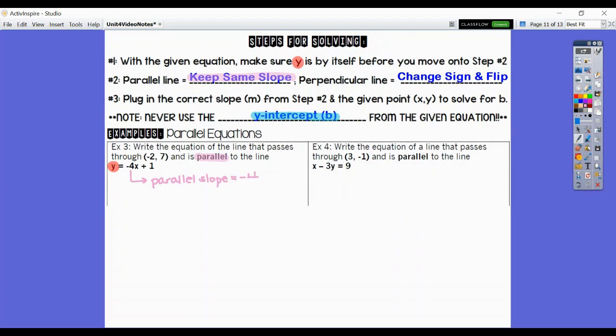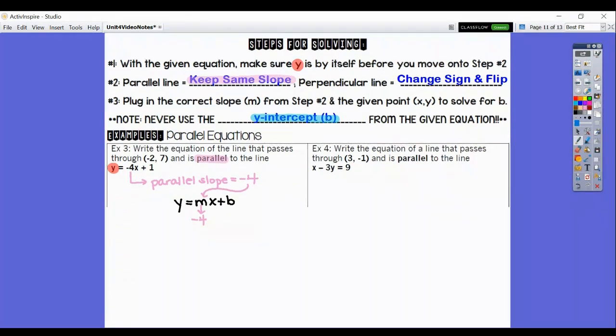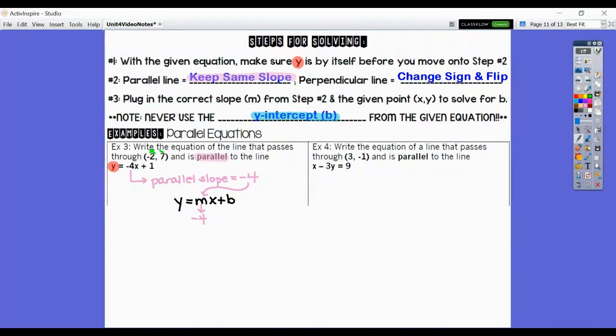Now that I have that slope, I can go to step number 3, which is plugging everything into y equals mx plus b. Well, the m is going to be our slope, which is -4 in this case. The x and the y are always going to come from my point, x comma y: the y is 7, and the x is going to be -2. I bring down the b because I need to solve for it.